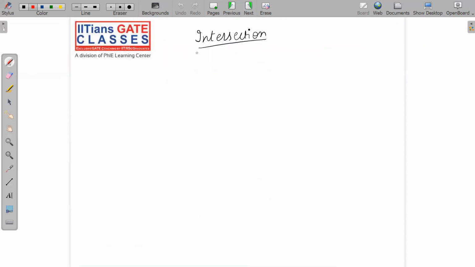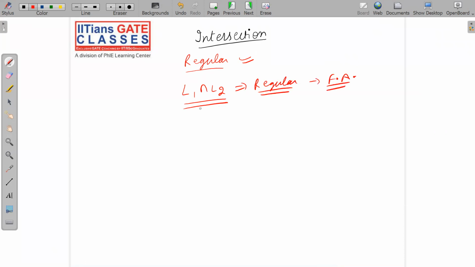For intersection, regular languages are closed under the intersection operation. Why are regular languages closed? Because I can say L1 intersection L2, and I am claiming that it will be regular. Why will it be regular? Because I can design an FA for it. How can I design it? See, L1 complement union L2 complement, whole complement, is nothing but L1 intersection L2.